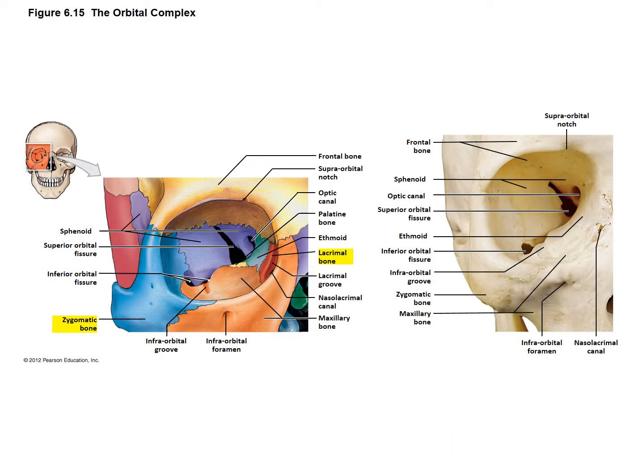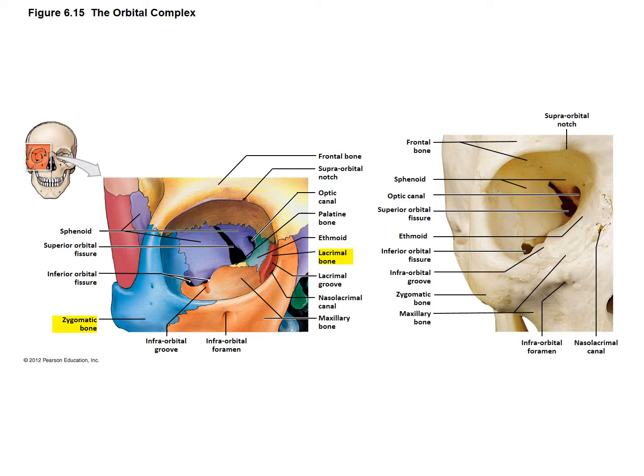Here we have a few other bones to take note of. The zygomatic bone. This is going to be paired bones that contribute to the cheekbone and serve as an attachment point for various facial and masticatory muscles. They articulate with the maxilla, frontal, temporal, and sphenoid bones.